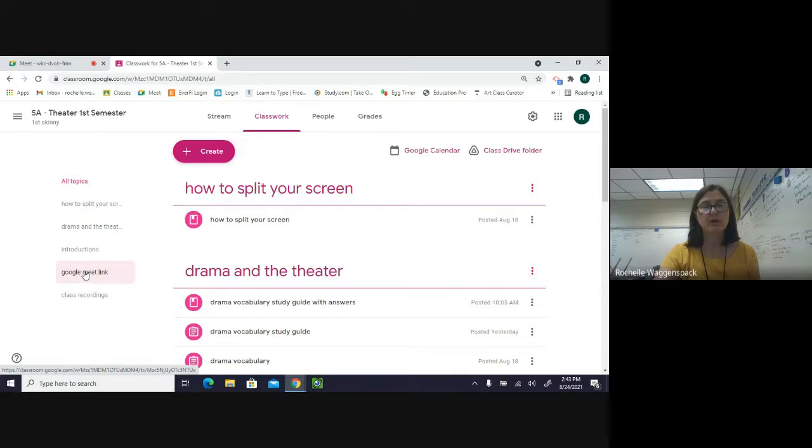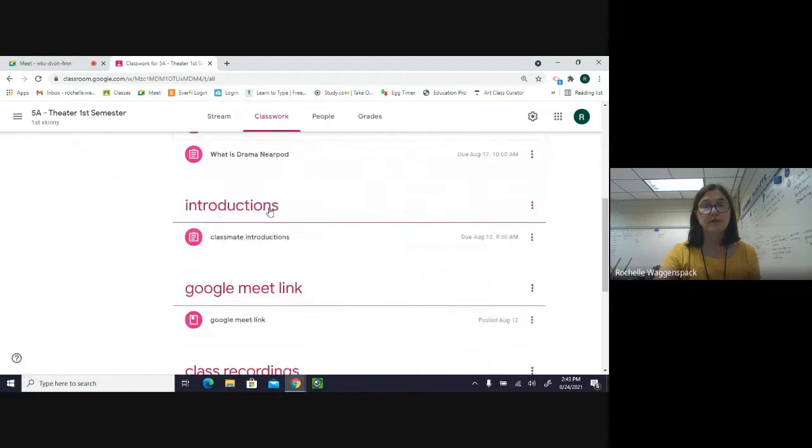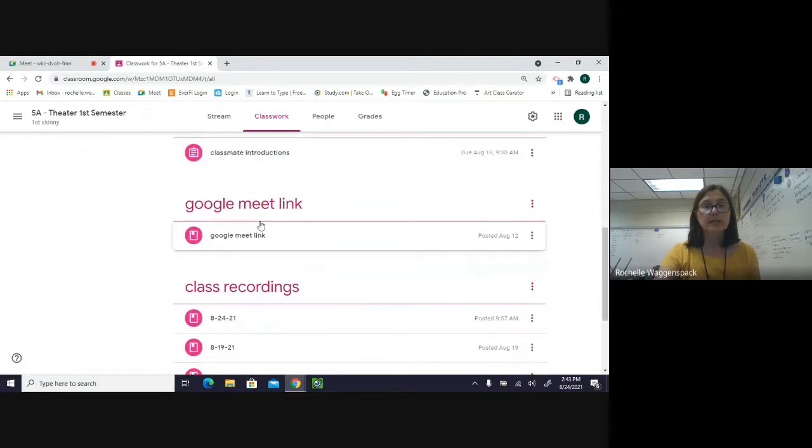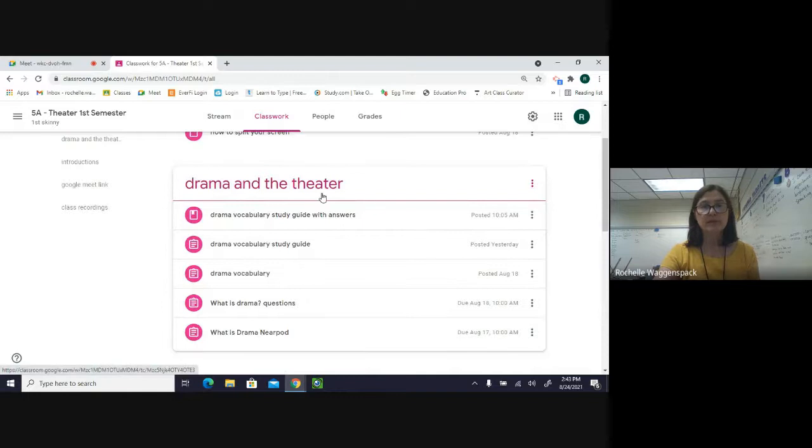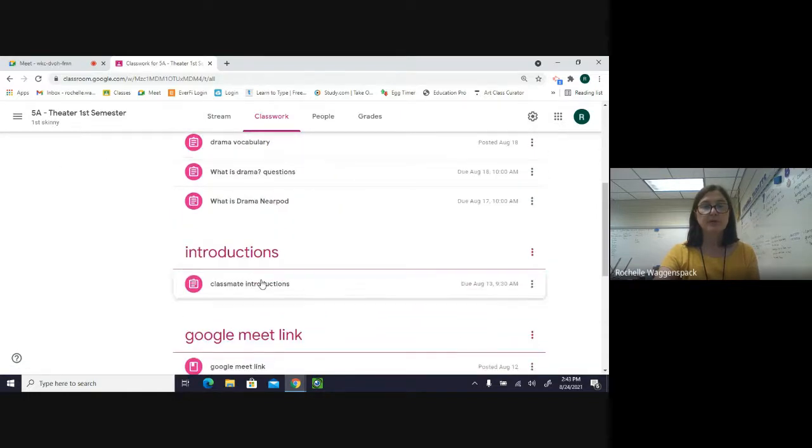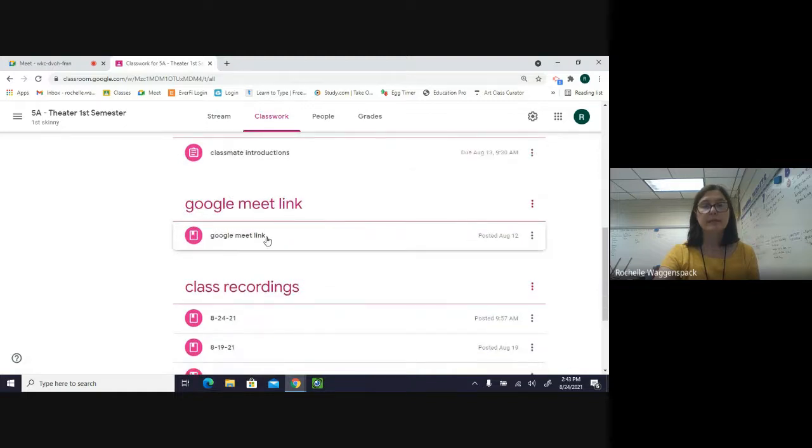On the left side, navigating this screen, are shortcuts to the different topics that are listed under classwork. This link will take you straight to the topic, or they can scroll down until they find what they need. We are currently in the drama and theater section and completing these lessons that you see here. A little further, they will also find the Google Meet link again.